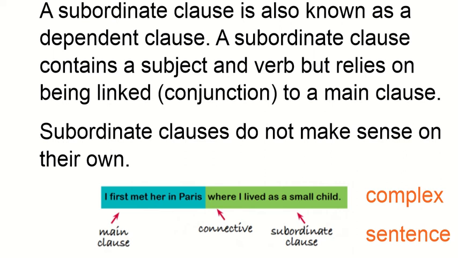Subordinate clause, where I lived as a small child. This does not make sense on its own, and it also contains a subordinate conjunction. When we have a sentence with two clauses, it is called a complex sentence. This is a complex sentence because it contains more than one clause.